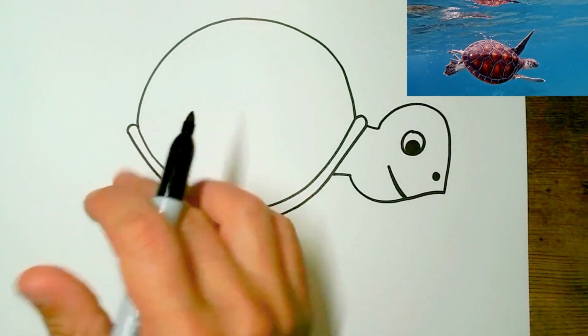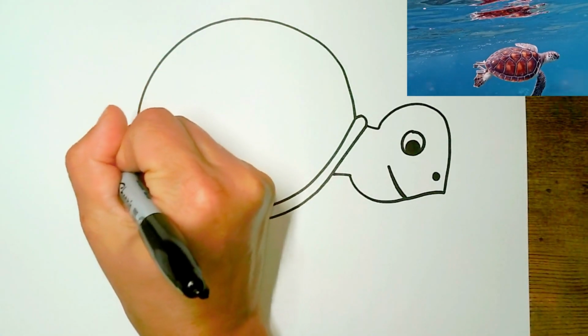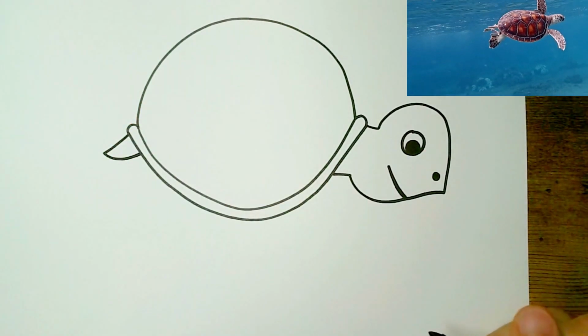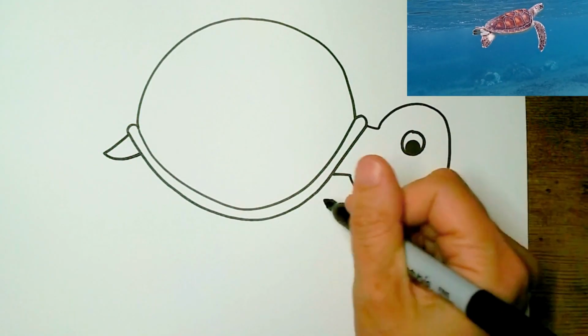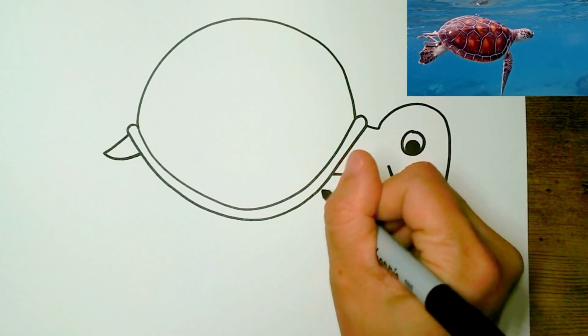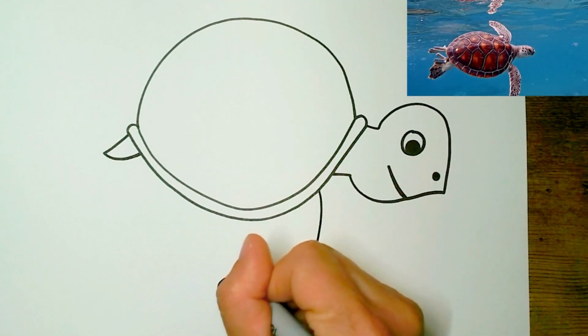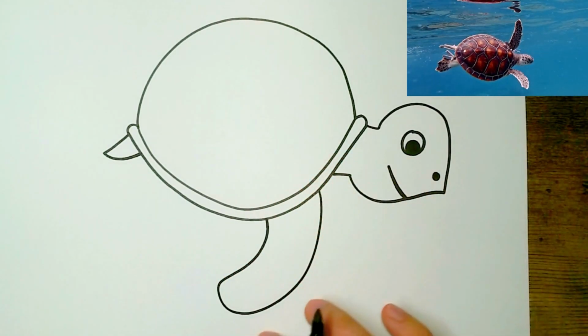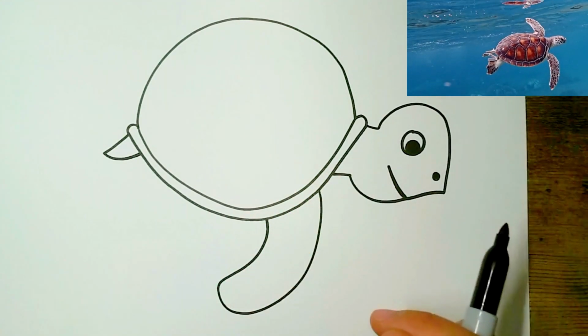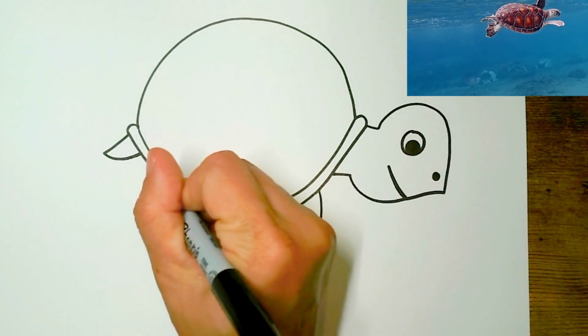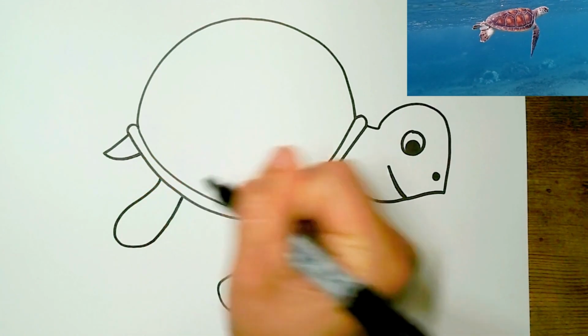I'm going to go to the end of his shell and do a little V shape for a little tail. Now we're going to come in and work on his flippers. We're going to put our marker on the bottom of his shell. Do a curved line down. It's almost like a curved U. I'm going to do a bigger one in the front. That's one of his flippers. And a smaller one in the back.